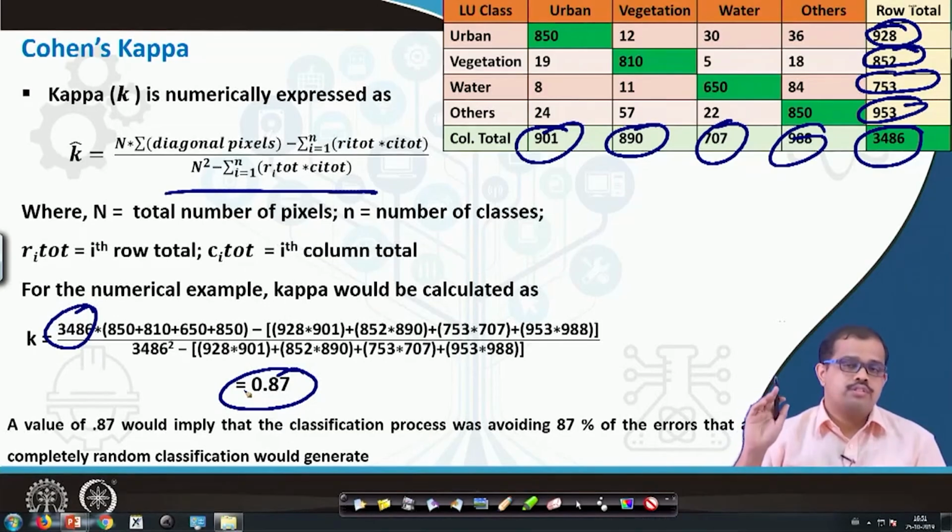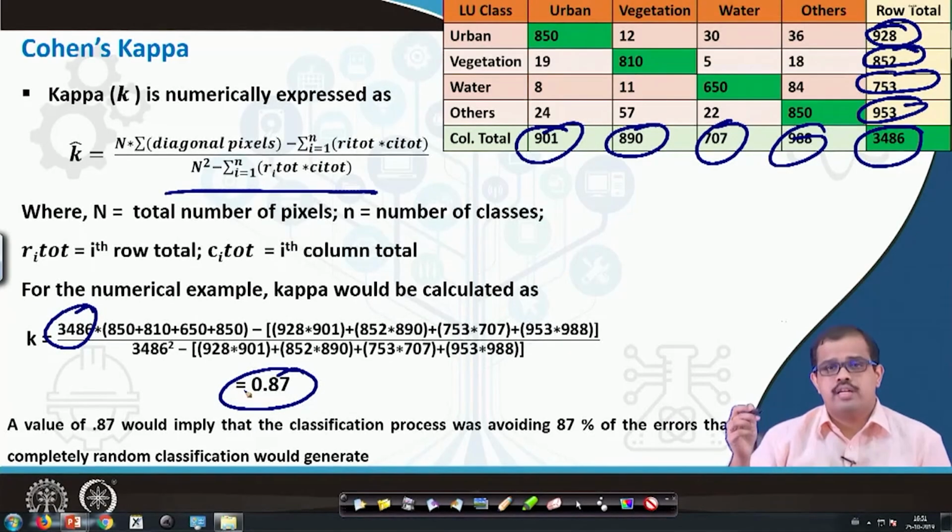What many of the students do here is, when they get 0.9 kappa, they say, sir, my accuracy is 0.9. Your accuracy is not 0.9, but it means that you have actually avoided 90% of errors that any random classification would generate. That's it. You are not actually providing that this is the accuracy of the data. Kappa gives you the avoidance rate, in terms of when misclassification would happen in other random classification measures. So that is what kappa means.